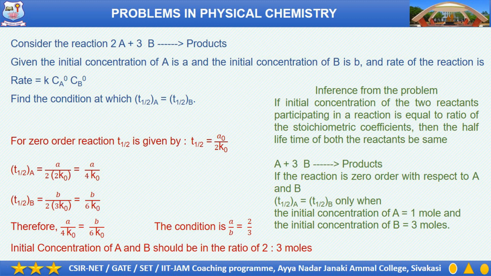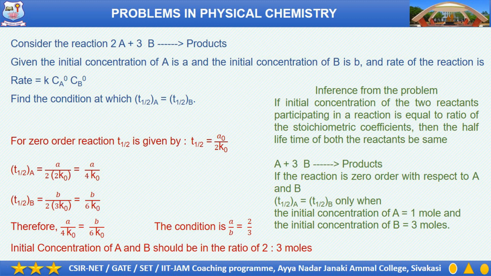What is the relationship between when, at what time, the T half of A would be equivalent to T half of B? Or, if it is first order, when will the T half of A be equal to T half of B? Whatever may be the questions you will be asked.